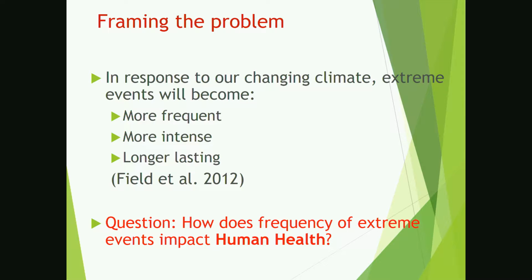And we know that extreme events are rising in response to our changing climate. We also know, based on overwhelming scientific literature, that the frequency, intensity, and duration of these extreme events are projected to increase. So in other words, they are projected to become more intense, longer lasting, and nastier in the decades ahead in response to our changing climate. So what we do is switch the question a little bit and start asking, how does the frequency of extreme events impact human health? Right? So it's a little bit of reframing.